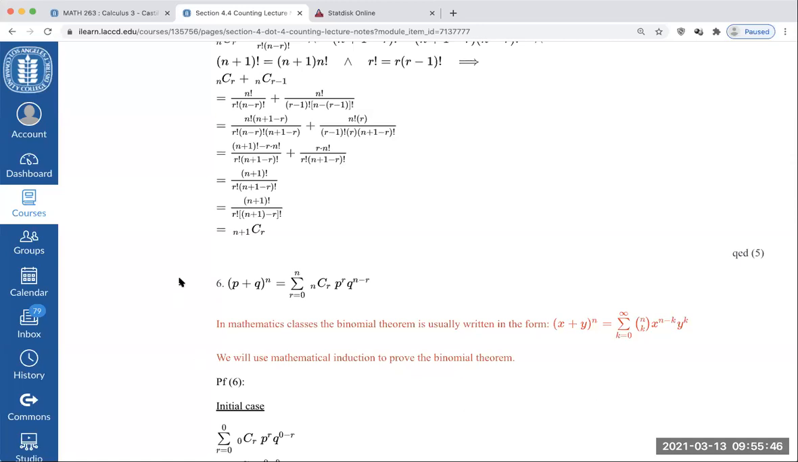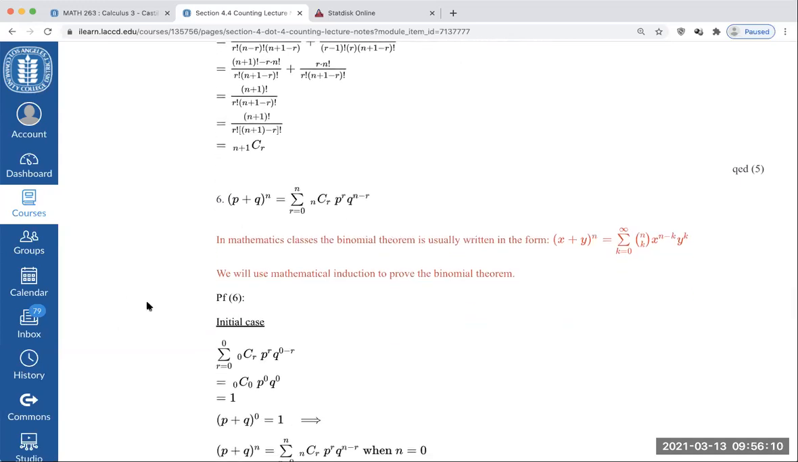We're going to instead use the notation from statistics. In statistics, it's the same theorem, it's just written slightly differently. So (p plus q) to the n equals the sum, r equaling 0 to n, of nCr p to the r q to the n minus r. So let's try to prove this using mathematical induction.